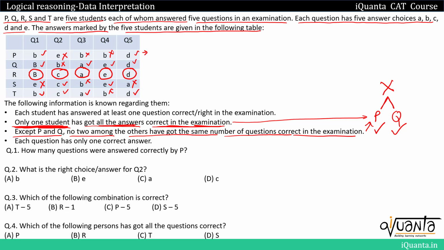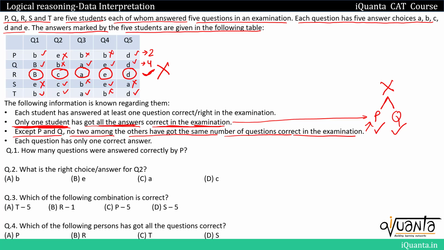So let us check if P and Q have answered the same number of questions correctly. In this case, P has answered 2 questions correctly while Q has answered 4 questions correctly. So it is very clear that R cannot be the one who has answered all the questions correctly, because P and Q must answer the same number of questions correctly. So our assumption that R answered all questions correctly was wrong.